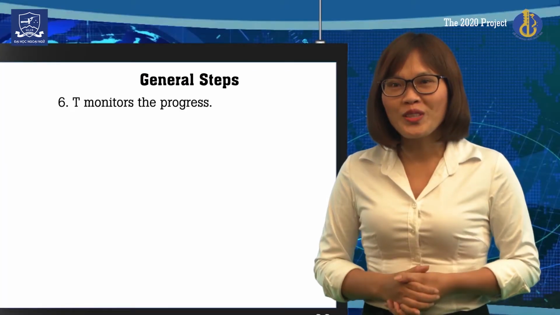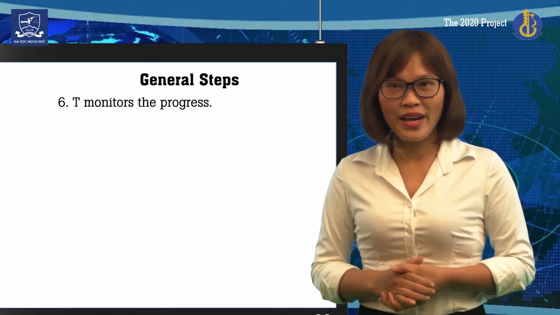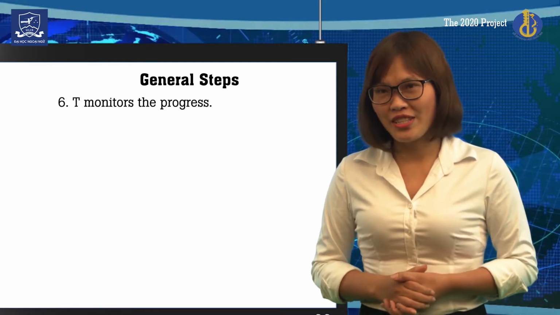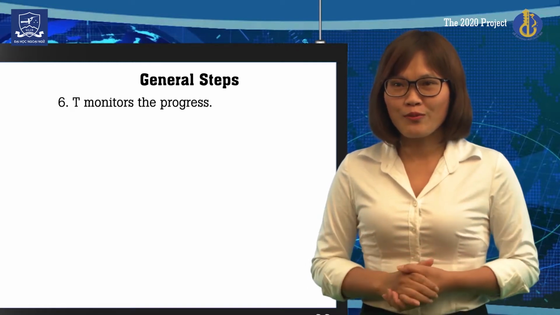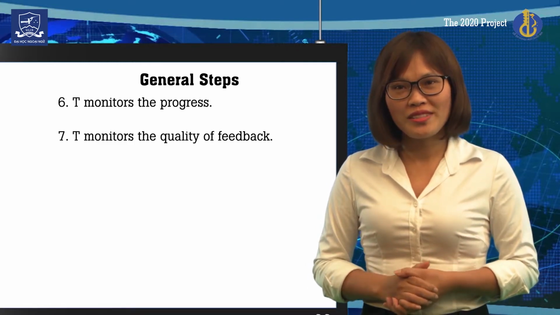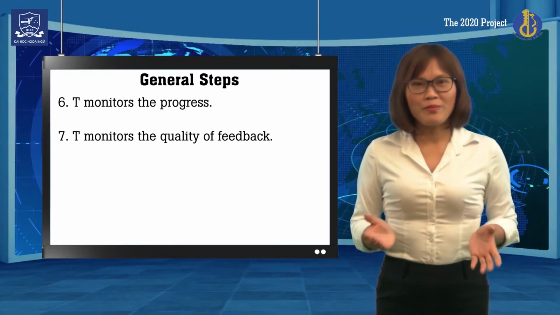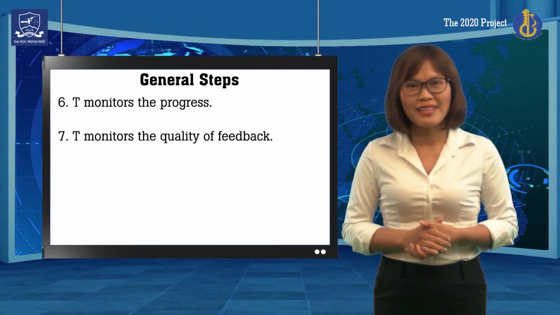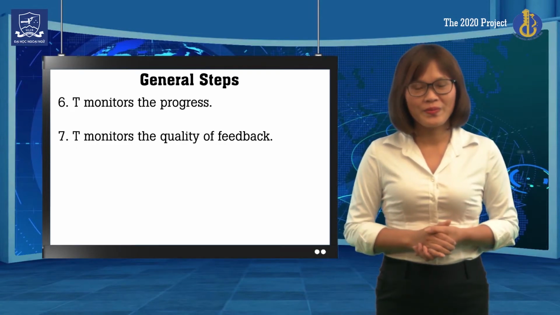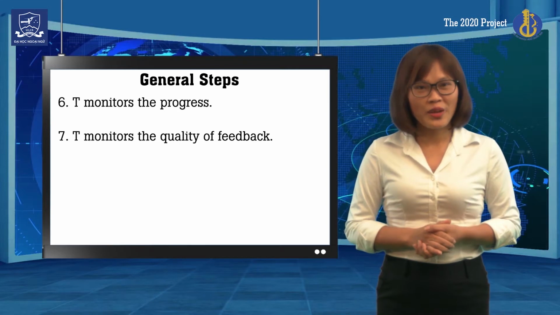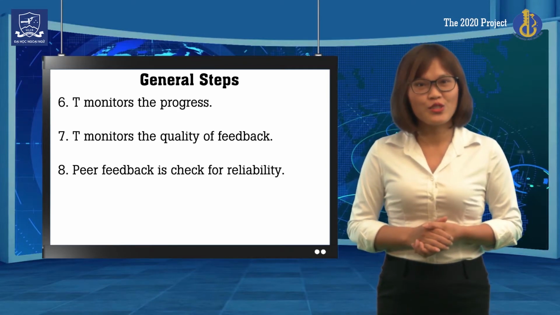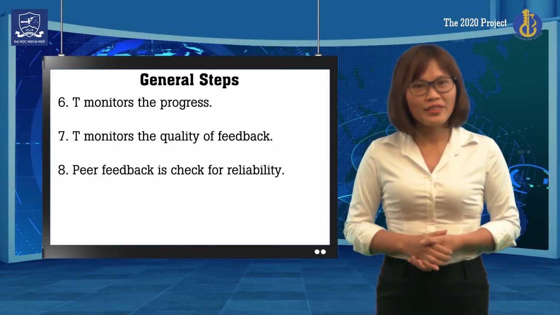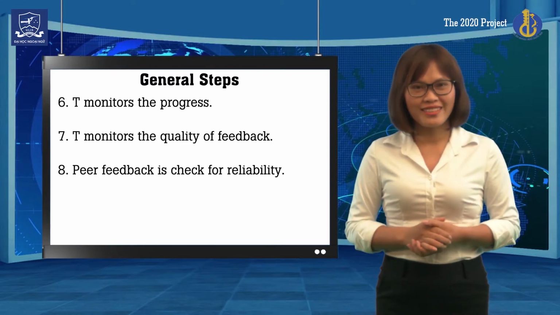The teacher actively monitors the progress of the peer feedback groups by maintaining student dialogue with timely intervention. The next step involves the teacher monitoring the quality of feedback. Remind students to link this activity to the learning objectives and success criteria. Then, the teacher may compare his or her feedback with the students' feedback to check for alignment and provide further support and instruction if needed.